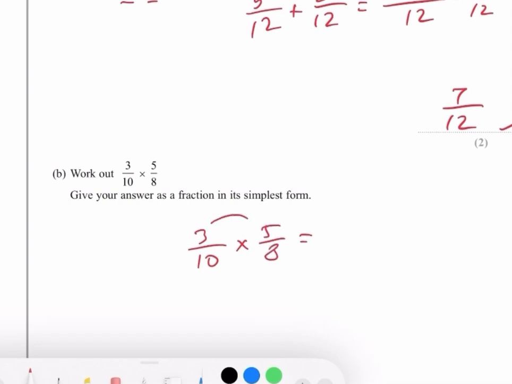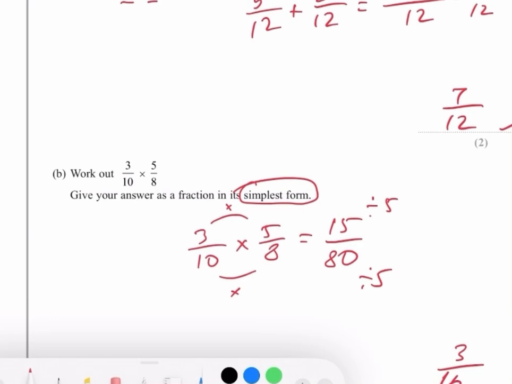So here we're multiplying. I think some of you tried to find a common denominator here. You don't have to. You just multiply numerators together and the denominators together. Don't forget to simplify your answer, because that's what the question asks you to do. 3 over 16.